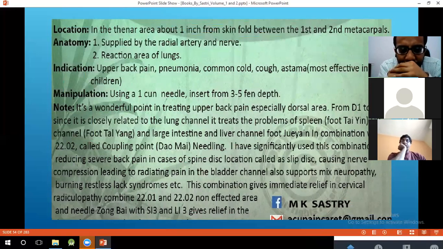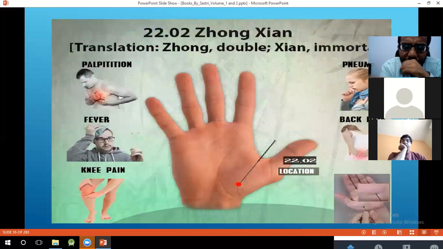Combine it with the 22.02, the accompanying point of Dharma needling. This is called Dharma. I taught you differently. Combine 22.01 with Dharma needling, especially in severe back pain in cases of spine disc condition, slipped disc causing nerve compression. I've used it. These days I don't use it much, but 22.01 in combination with zhongbai 0.04, LI3 and SI3 is a very good recovery in these cases.